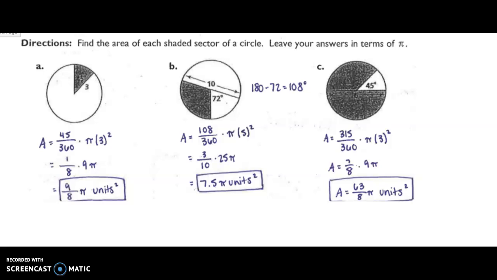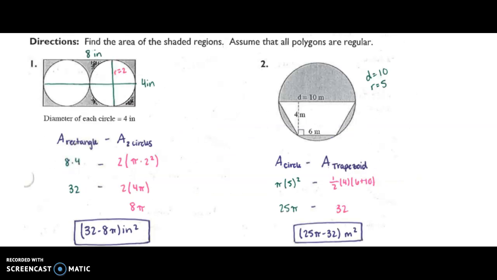I believe this is part 2. Find the area of each shaded sector. Again, same ideas here. This is kind of a review of day 1. Leave your answer in terms of pi. And then we get into some more complicated stuff. It says assume that all polygons are regular, meaning all the sides are congruent and all the angles are equiangular. It says here the diameter of each circle is 4 inches.